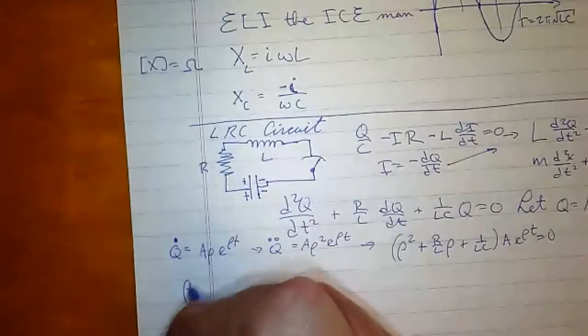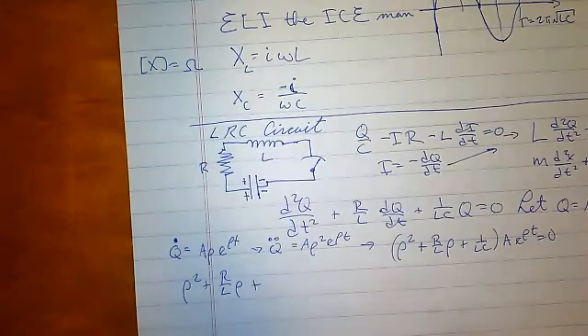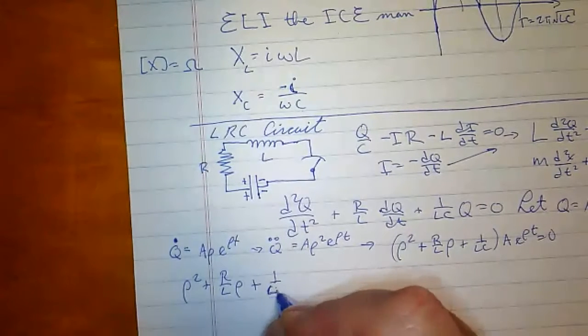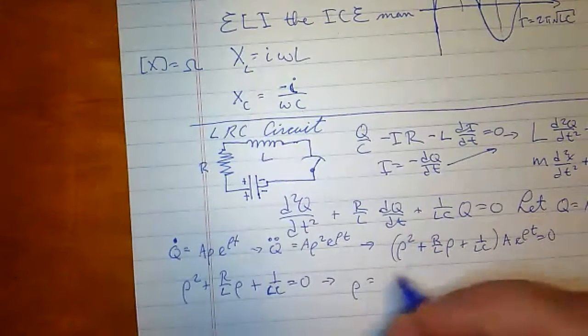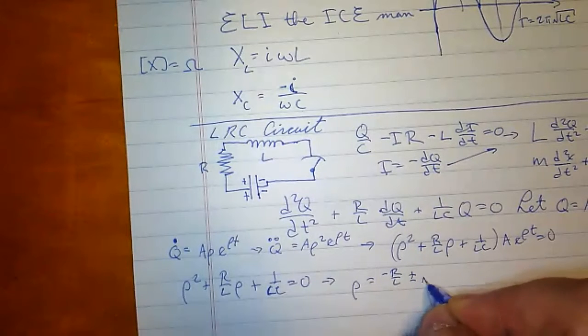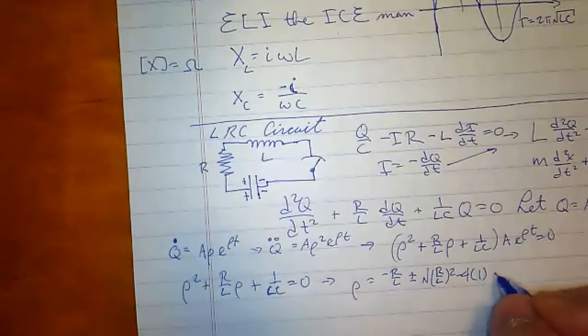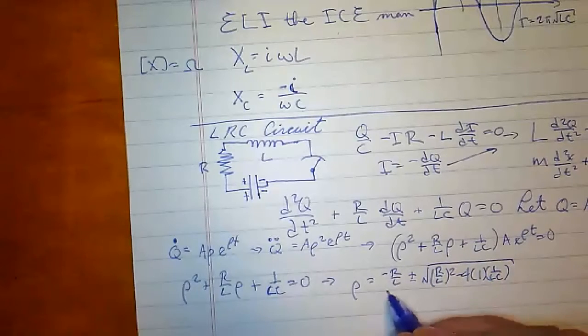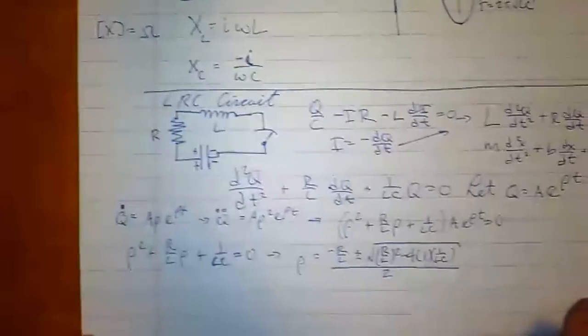So now I've got rho squared plus R over L rho plus 1 over LC is equal to 0. That tells us that rho is equal to negative R over L plus or minus the square root of R over L squared minus 4 times 1 times 1 over LC. I'm using the quadratic formula, right? All that over 2a, which would just be 2 because the coefficient's 1.